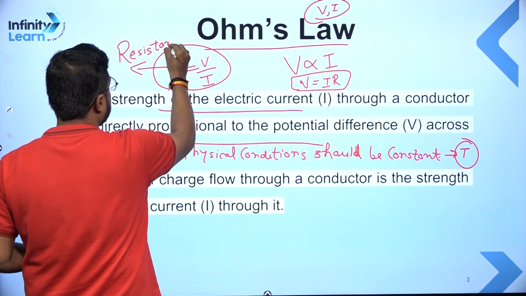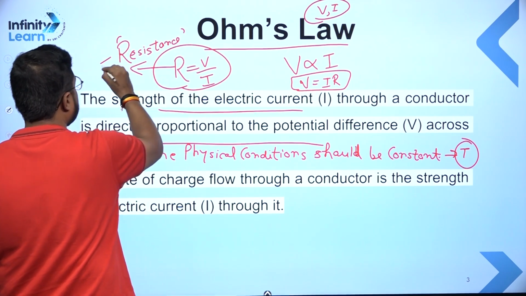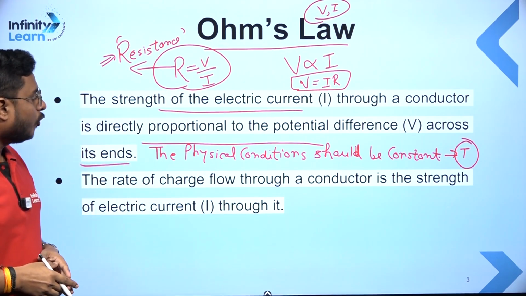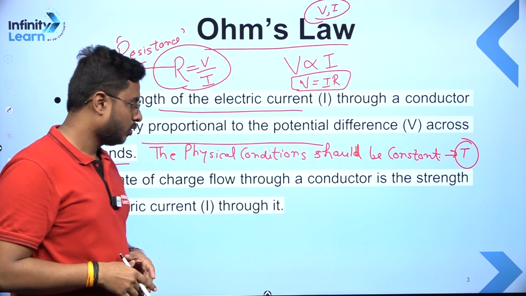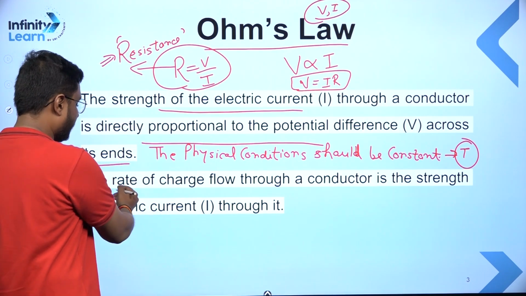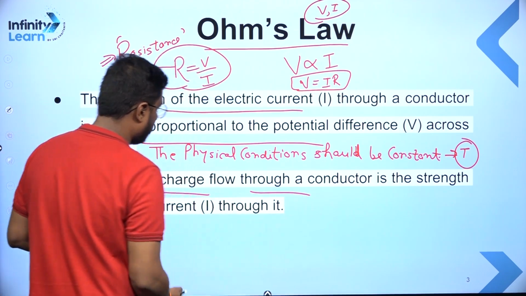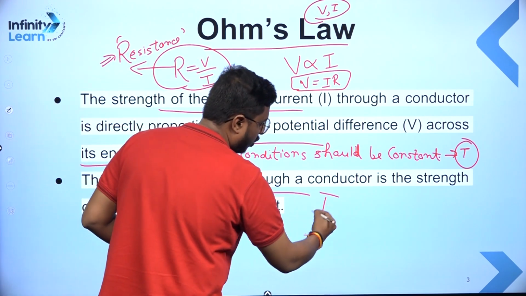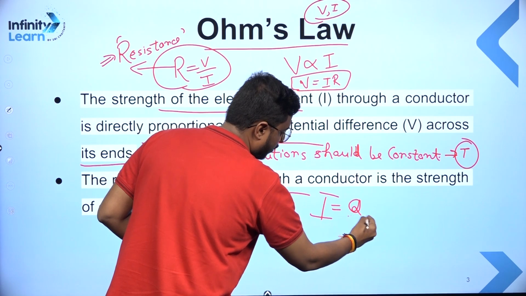This is resistance. This R is resistance. So R is equal to V by I. For resistance, we are going to talk about it, but first let's read this. The rate of charge flow through a conductor is the strength of electric current through it, which I already told you. I is equal to Q by T.